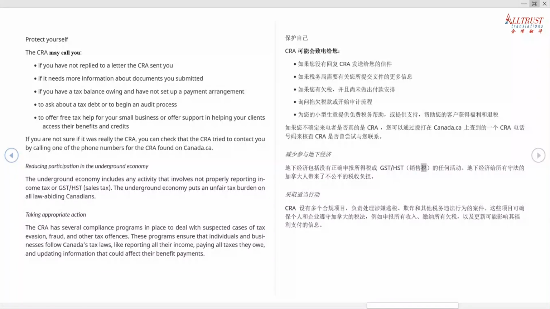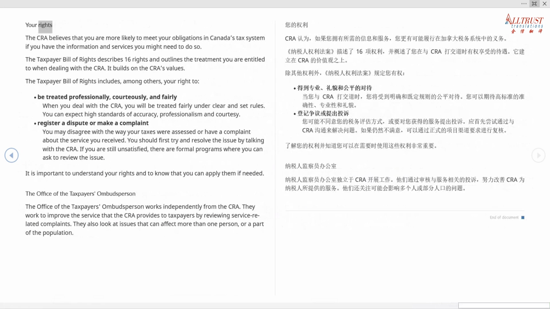Your rights. The CRA believes that you are more likely to meet your obligations in Canada's tax system if you have the information and services you might need to do so. The Taxpayer Bill of Rights describes 16 rights and outlines the treatment you are entitled to when dealing with the CRA. It builds on the CRA's values.